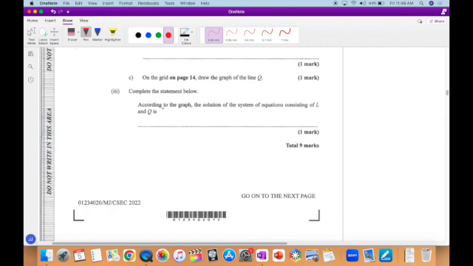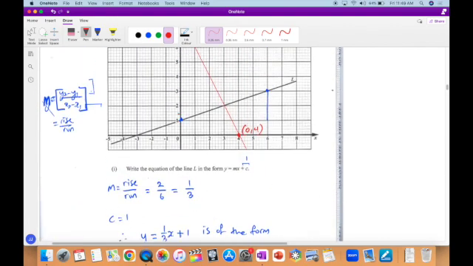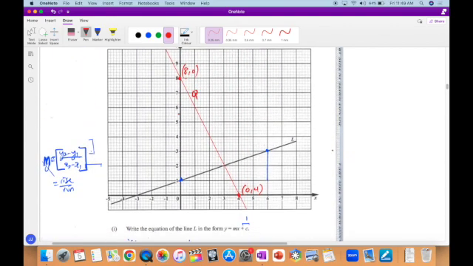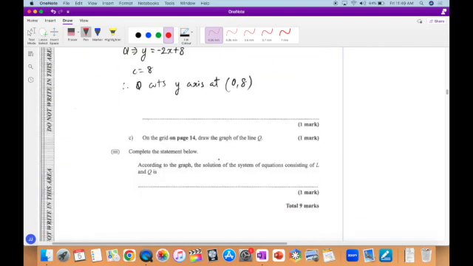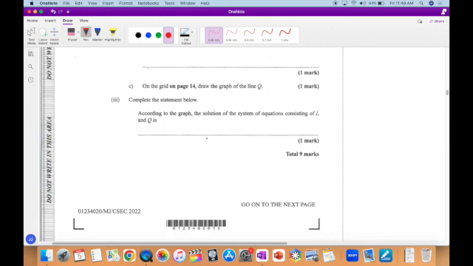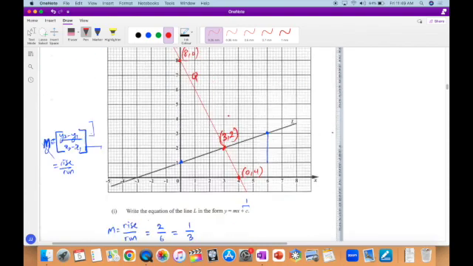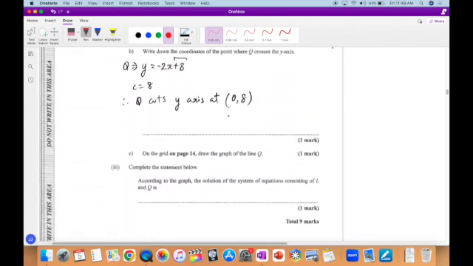Complete the statement below. According to the graph, the solution of the system of equations consisting of L and Q is the solution. So we're talking about the simultaneous equations of where L and Q meet, which is at this point here, and that is the point 3, 2. So what we just did was we solved those two equations simultaneously using the graphical method. So that is 3, 2.